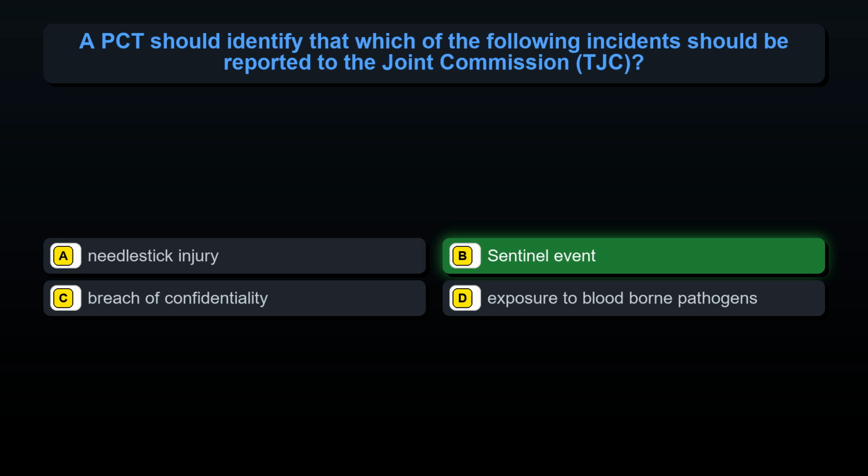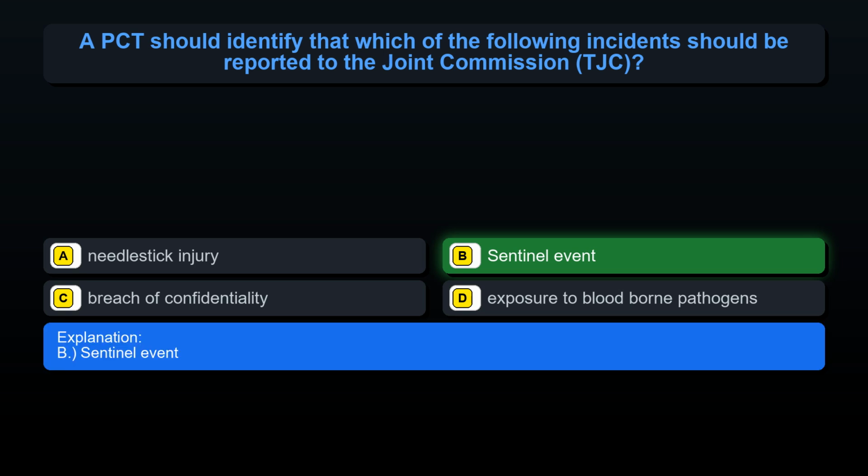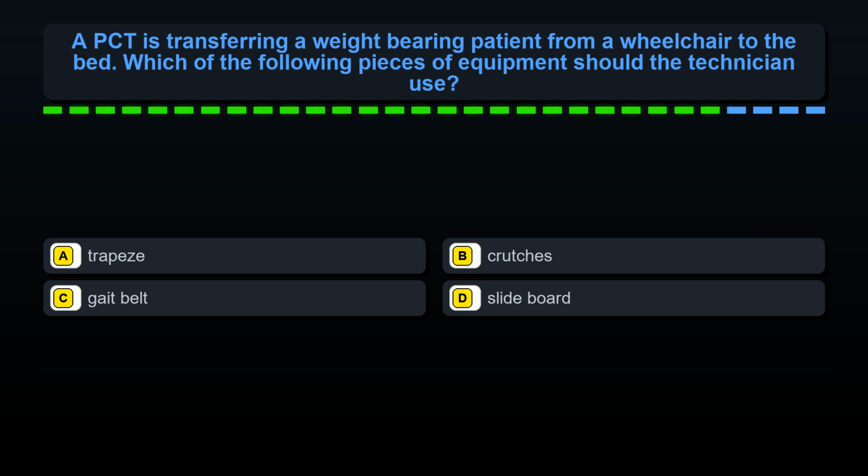The correct answer is option B, sentinel event. B, sentinel event. Question 68. A PCT is transferring a weight-bearing patient from a wheelchair to the bed. Which of the following pieces of equipment should the technician use? Option A, trapeze. Option B, crutches. Option C, gait belt. Option D, slide board.